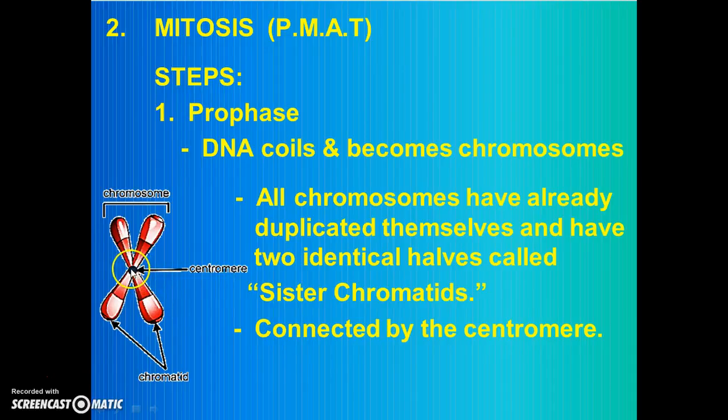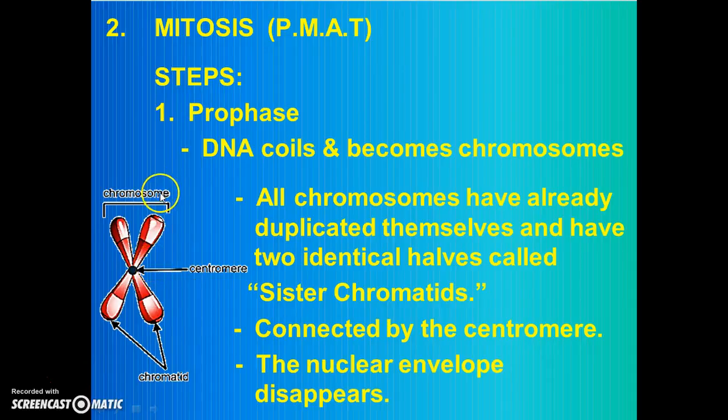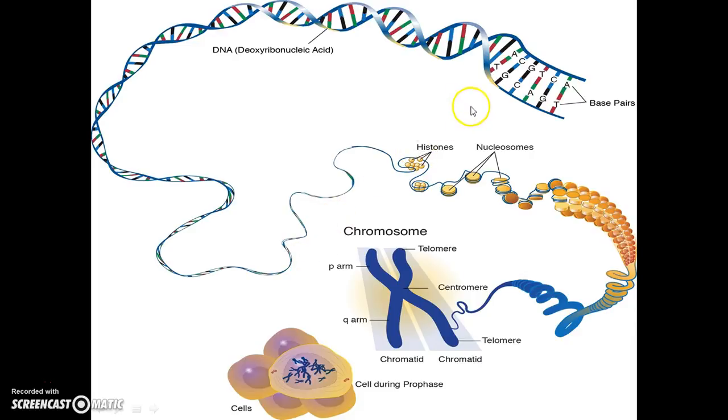They're connected by a centromere, which is this little blue dot looking thing right here. And the nuclear envelope disappears, which is basically a membrane surrounding all the DNA. So you can see all these base pairs. This is the DNA strand. It coils itself up a lot, around these little histones, and then they become nucleosomes, and it gets more and more tightly coiled until you get this big X. And there are quite a few of these inside a cell.